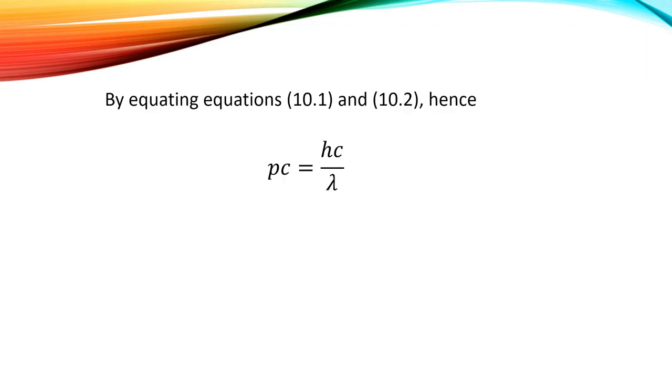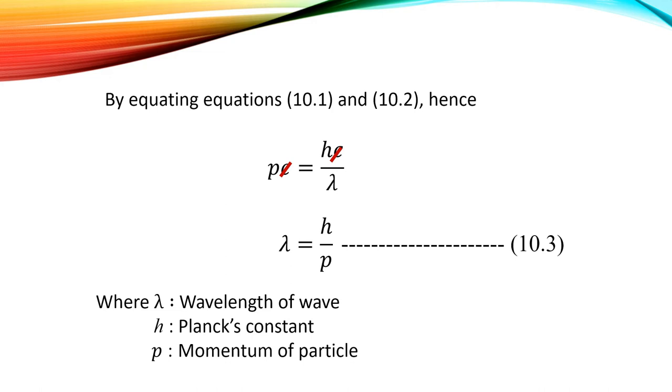By equating equations 10.1 and 10.2, we get pc equal to hc over lambda. We cancel out the c on the left side and the c on the right side. Then we rearrange the equation to make lambda the subject. We get lambda equal to h over p, where lambda is the wavelength of the wave, h is Planck's constant, and p is the momentum of the particle.